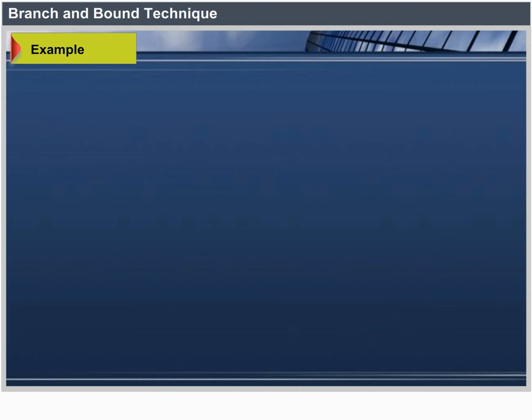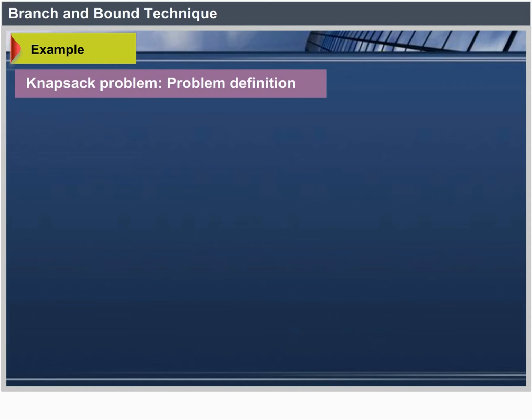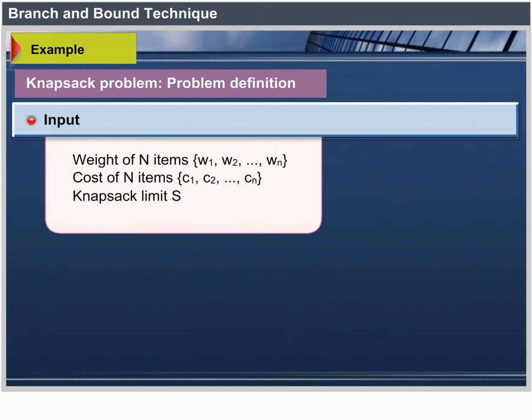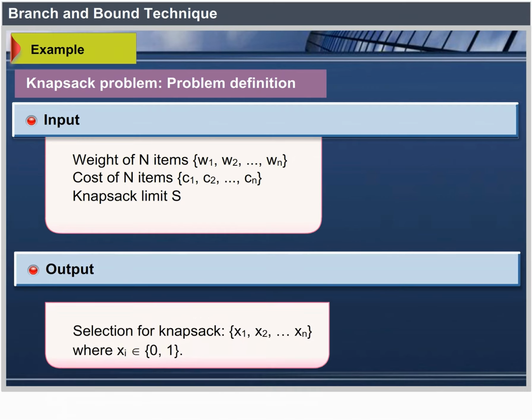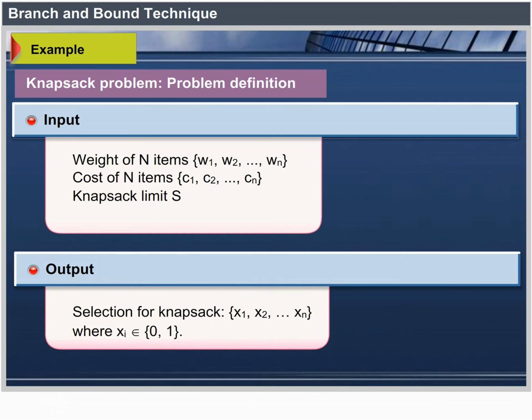Example: knapsack problem. Problem definition. Input: weights of n items, W1, W2 up to Wn; costs of n items, C1, C2 up to Cn; knapsack limit S. Output: selection for knapsack, X1, X2 up to Xn, where Xi belongs to {0, 1}.